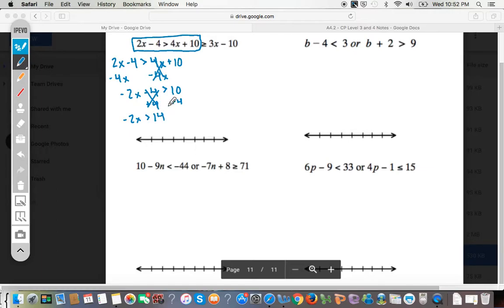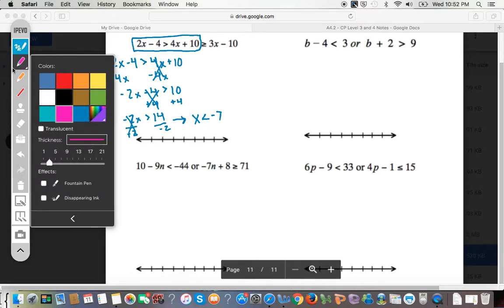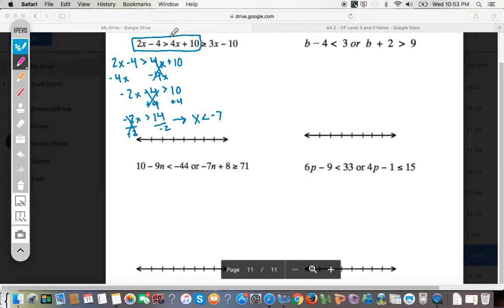So I know I have to divide by -2 on both sides. So -2 divided by -2, that cancels. So I'll go right over here. I have x divided by a negative coefficient, so I'll change my sign, is less than 14 divided by -2, which is -7. So I've taken care of half of it.